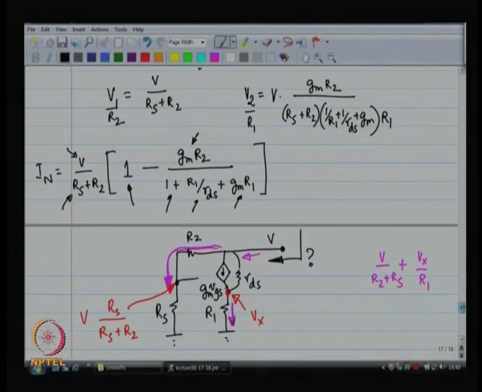Third check would be, let us say R2 is infinitely large. Let us have R1, no problem. Let us say R2 is infinitely large. Then my system boils down to, it should have a resistance of RDS plus R1 plus GM RDS R1. This is my formula. Remember the formula, right? So supposing R2 is infinitely large, does it boil down to this formula?